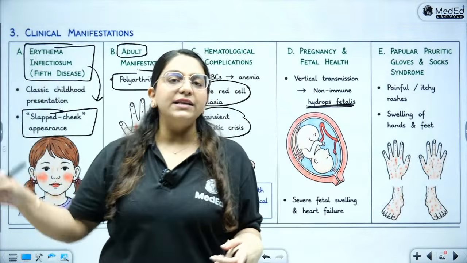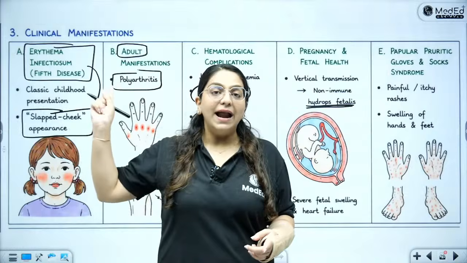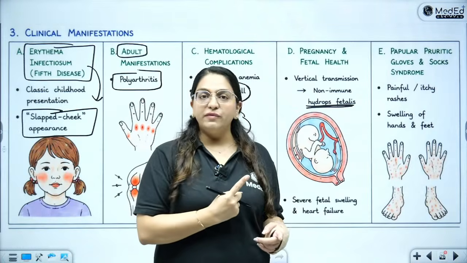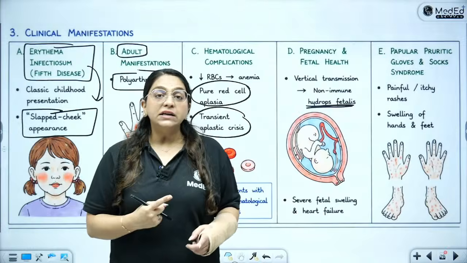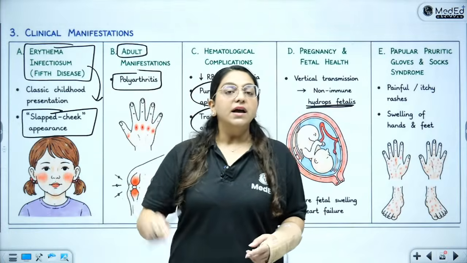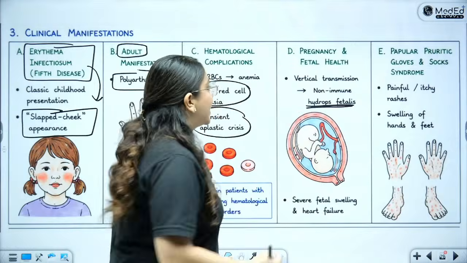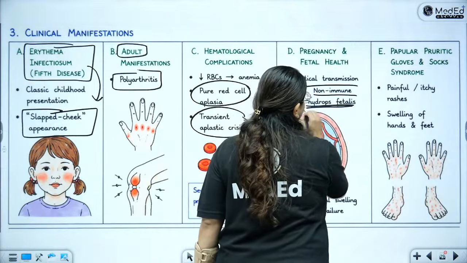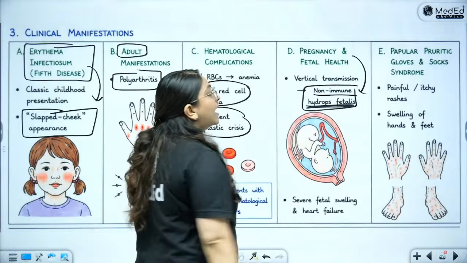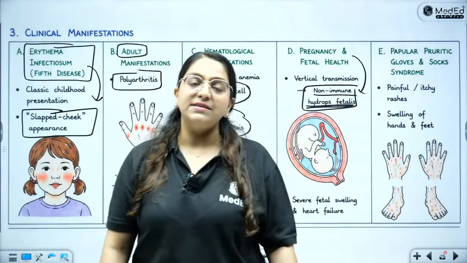What happens in Rh incompatibility? The maternal antibodies go and kill the RBCs of the fetus, leading to hydrops fetalis. Here the maternal antibodies are not coming. Here a virus is coming and causing hydrops fetalis. So that is called non-immune hydrops fetalis. This is your congenital parvovirus disease, okay?